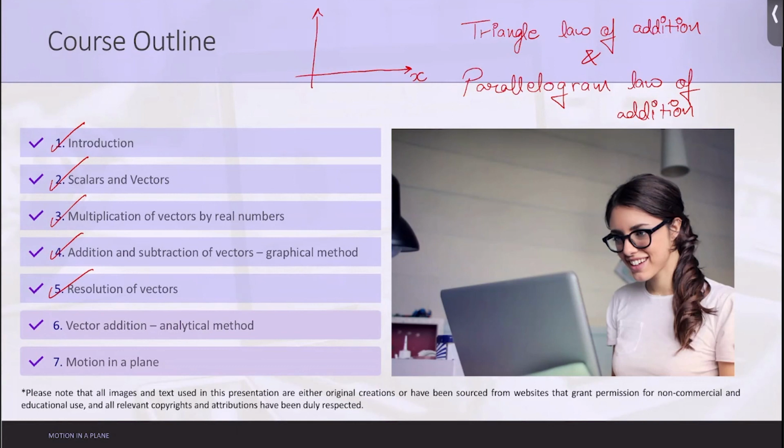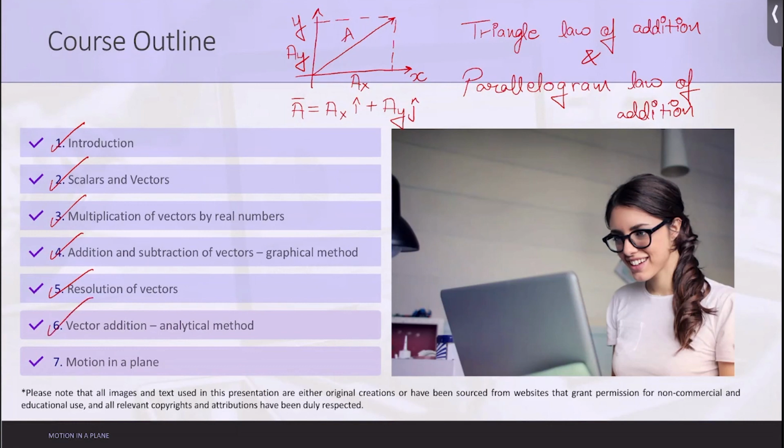Next was resolution of vectors, in which we resolved any vector A, if you are working with motion in a plane, into two components. Let us suppose this is a vector A. If you resolve it like this, this is A_x and this is A_y. So the vector A is equal to A_x i cap plus A_y j cap.